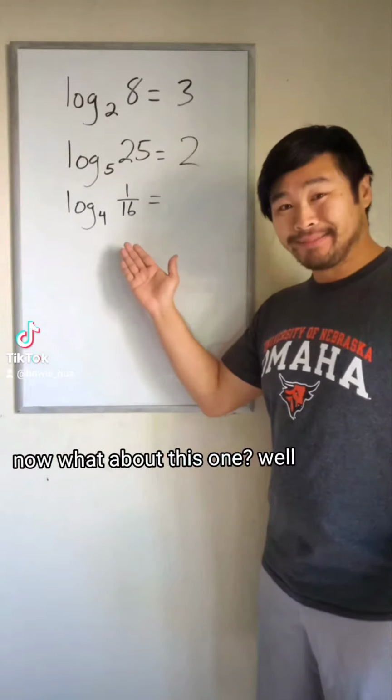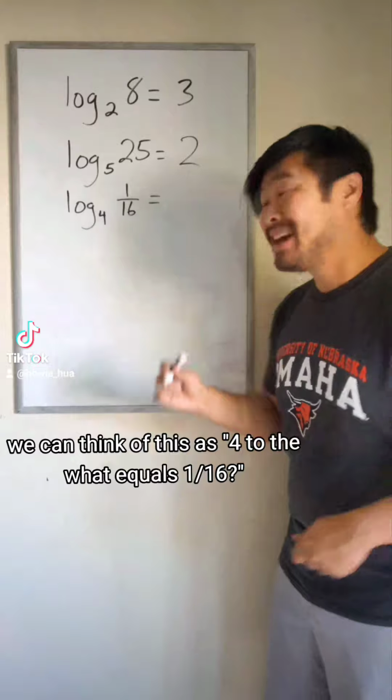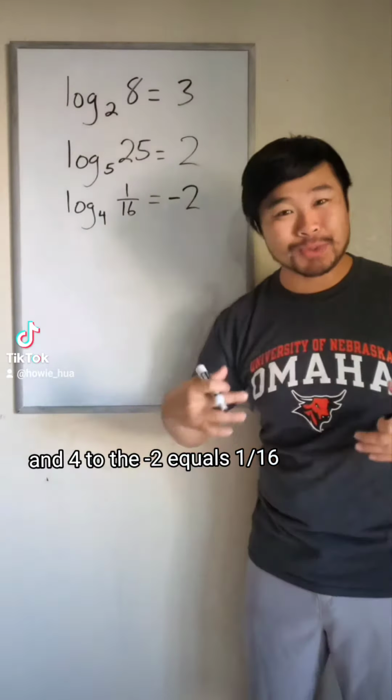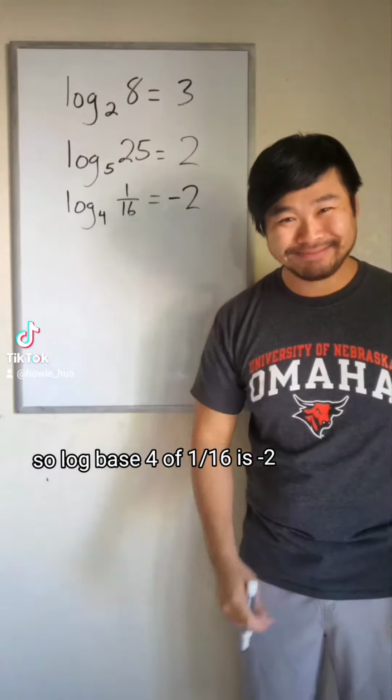Now, what about this one? Well, we can think of this as 4 to the what equals 1/16, and 4 to the negative 2 equals 1/16. So log base 4 of 1/16 is negative 2.